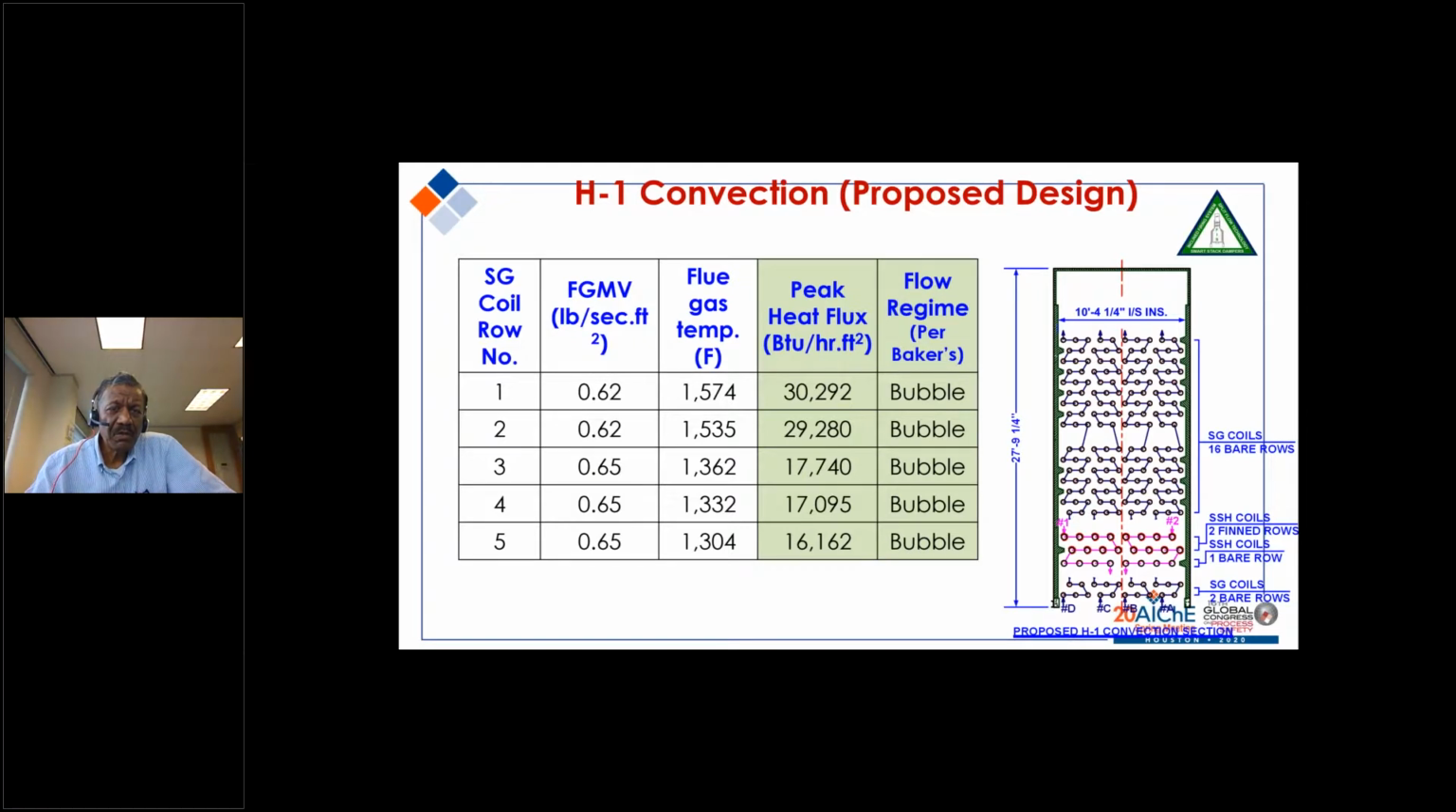We were able to lower the heat flux drastically. We were able to change the flow regime from slug to bubble. We were able to lower the flue gas mass velocity also. So with all these changes, we were able to accomplish the objective.